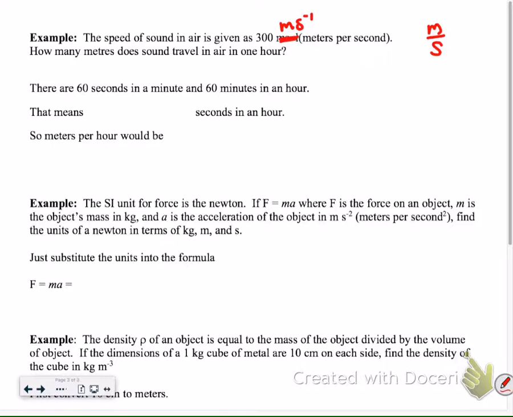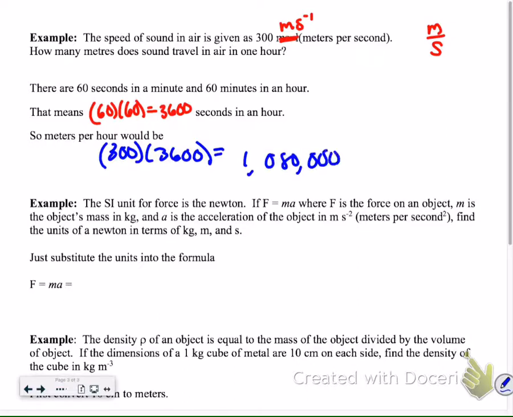So how many meters does sound travel in 1 hour? Well, there are, of course, 60 seconds in a minute and 60 minutes in an hour. So there are 60 times 60, or 3,600 seconds in an hour. So we know how many meters we're doing in 1 second. So now let's multiply that times 3,600 seconds. So 300 times 3,600 would give me 1,080,000 meters.